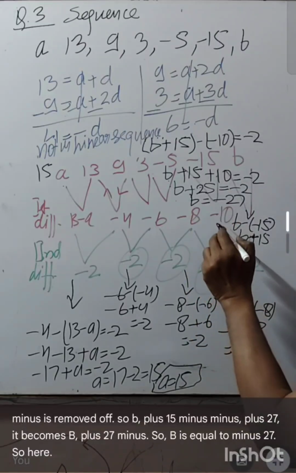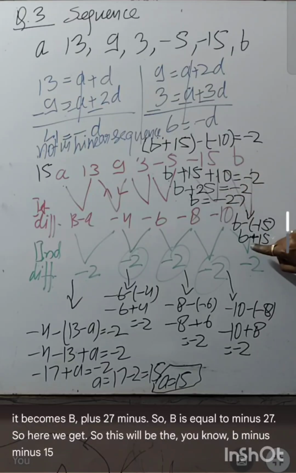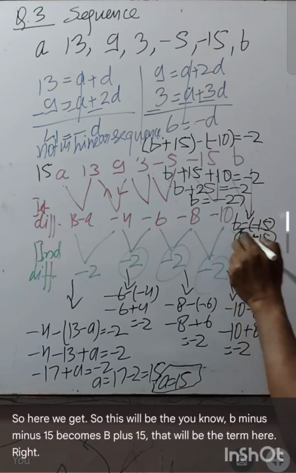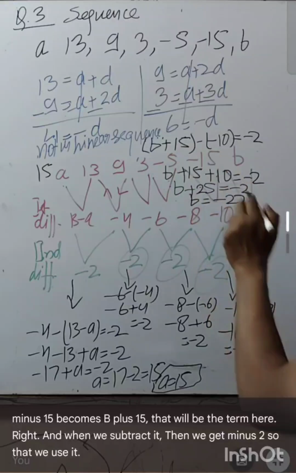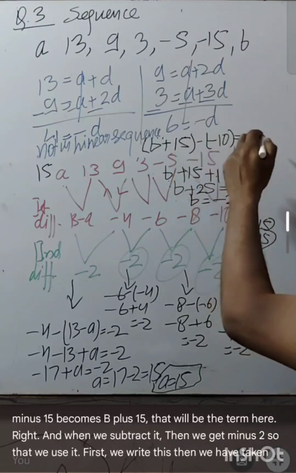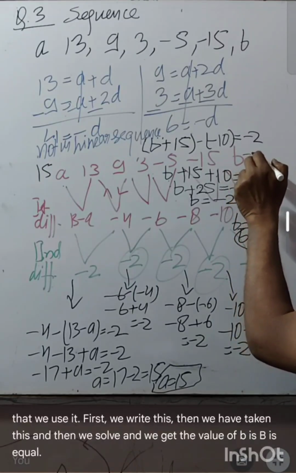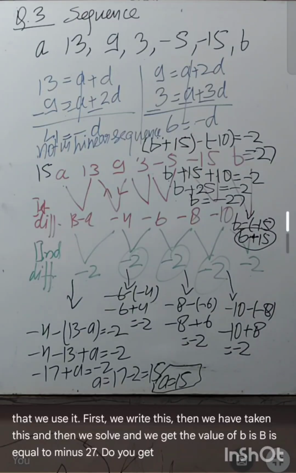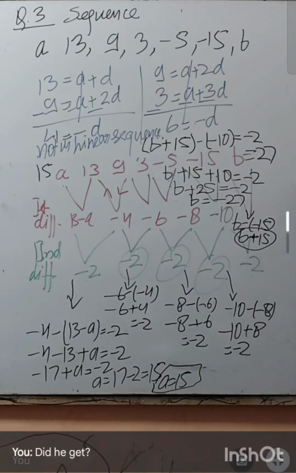So here we get, b minus 15 becomes b plus 15. That will be the term here, right? And when we subtract it, then we get minus 2. So that we use it. First we write this, then we have taken this, and then we solve, and we get the value of b is equal to minus 27. Do you get it here? Did you get what I did?